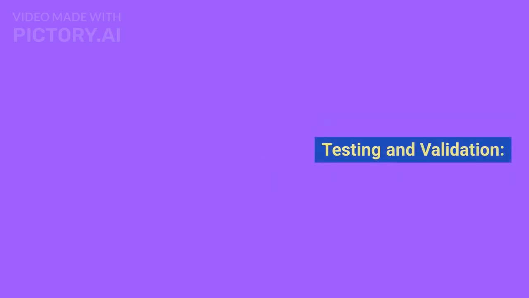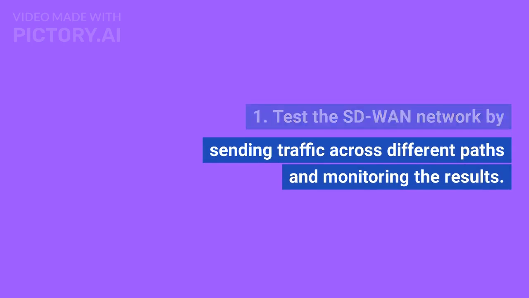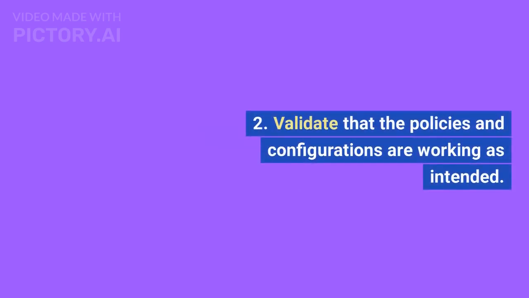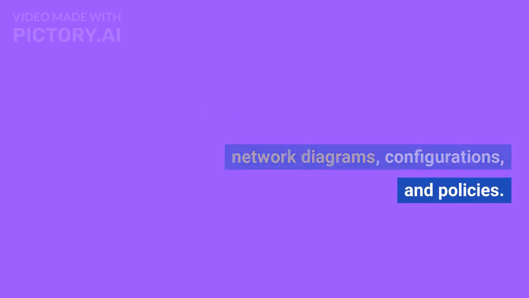Testing and validation. 1. Test the Sdwan network by sending traffic across different paths and monitoring the results. 2. Validate that the policies and configurations are working as intended. Documentation. 1. Maintain thorough documentation of your Sdwan setup, including network diagrams, configurations, and policies.